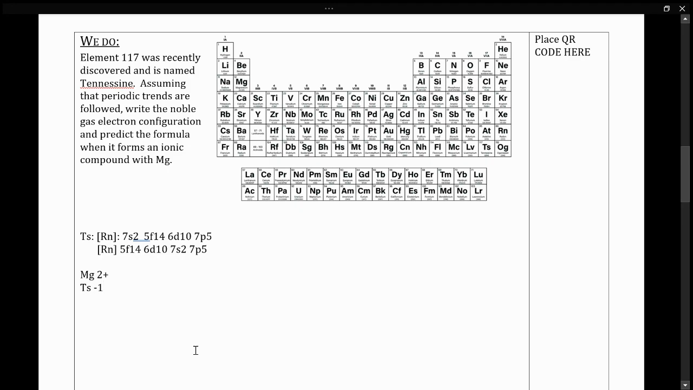Now, we have magnesium +2, tennessine -1. Our pluses and minuses have to cancel one another out, which means for every 1 magnesium, I'm going to need 2 tennessines. Forgive me that I don't have that as a subscript. That should be Mg1 Ts2, with a little 2 on the Ts.